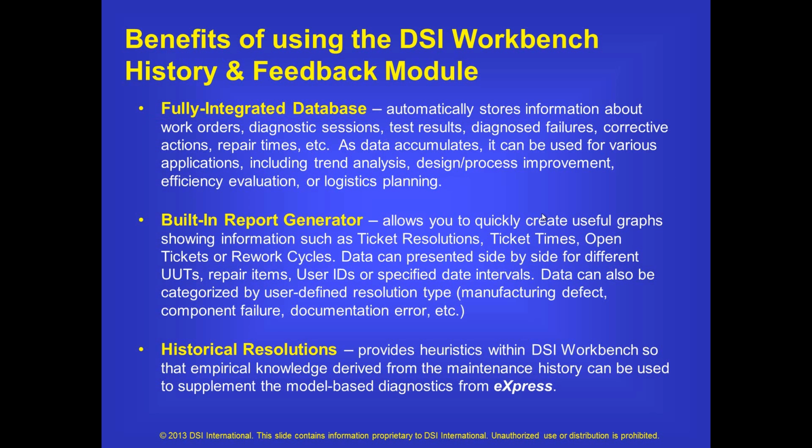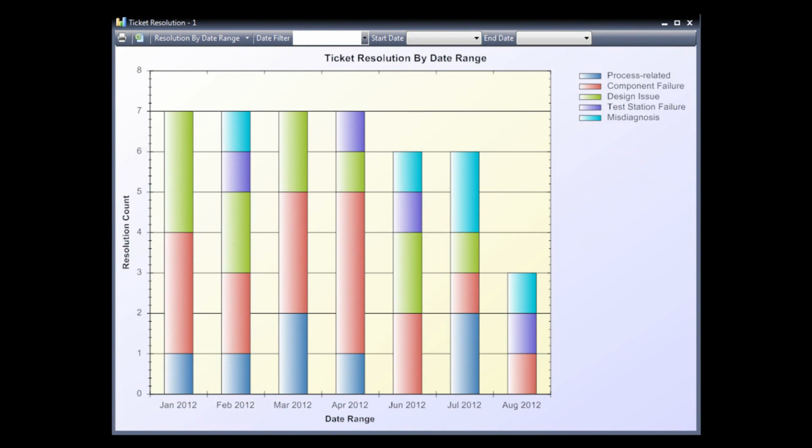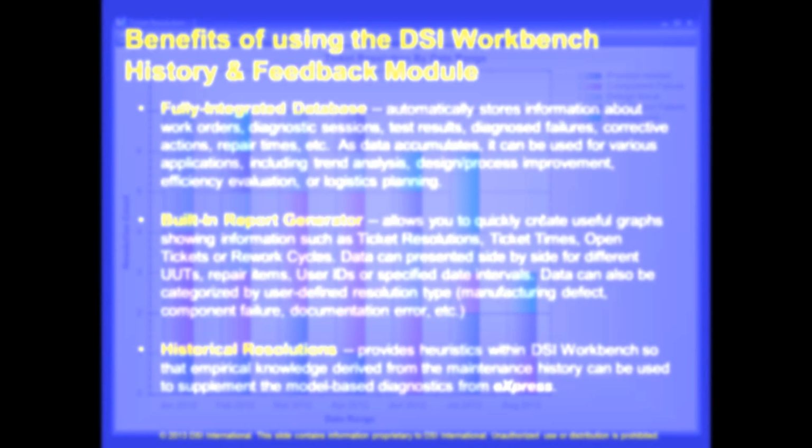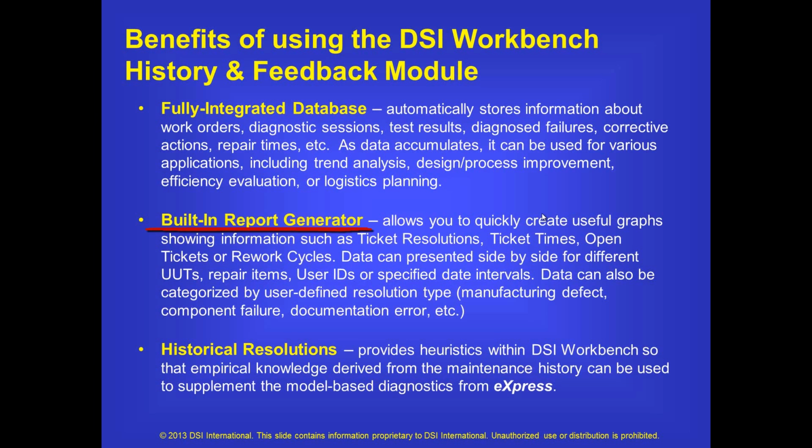The second major advantage is that we've got a built-in report generator that automatically generates certain reports. So you can see, for example, per UUT, how many of the tickets have resulted from workstation issues as opposed to manufacturing defects, as opposed to just wear out of a part. You can do the same thing with average ticket times, open tickets, and rework cycles. So we have a variety of reports that we've pre-implemented using this database.